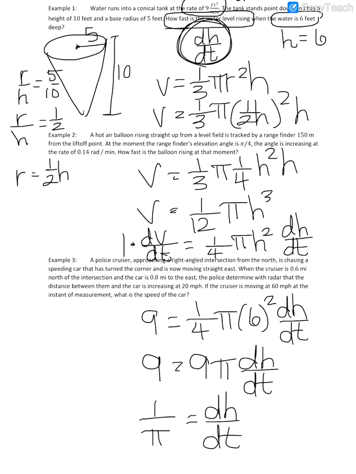So this tells me that the rate at which my height is changing is 1/pi feet per minute. Okay, and I know that's the unit because the rate that they gave me for the volume was cubic feet per minute. So the height is changing at 1 over pi feet per minute, and that's the answer.